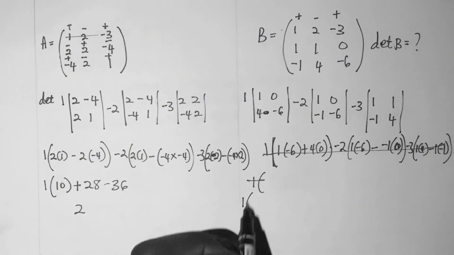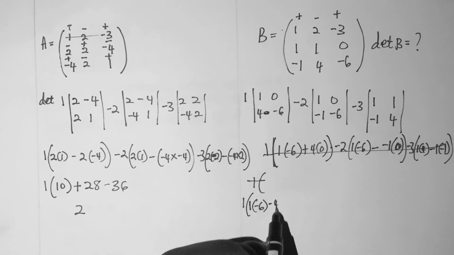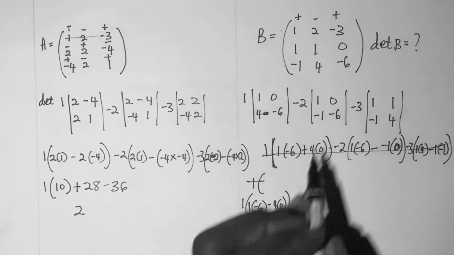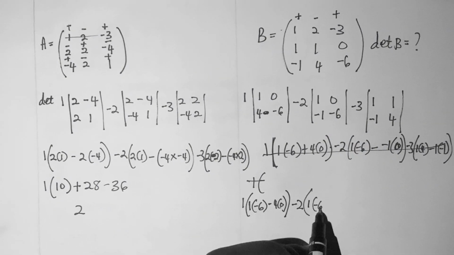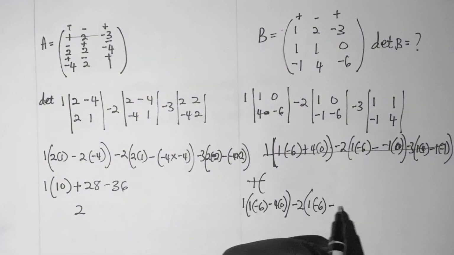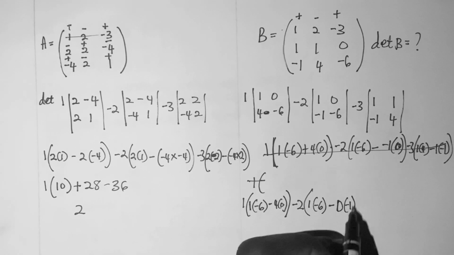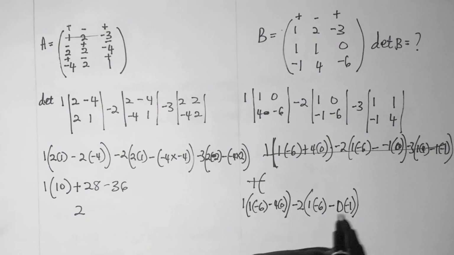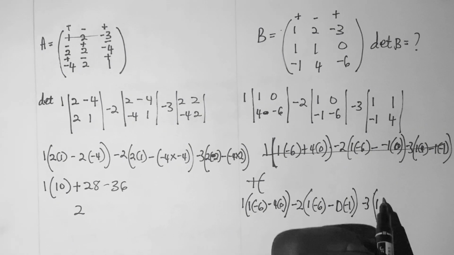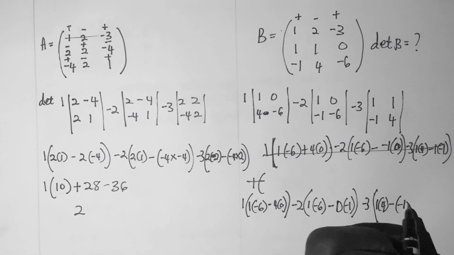So here is 1 times minus 6, then minus 4 times 0. Then we have minus 2 times 1 times minus 6. And then here is minus 1, minus 0 times minus 1. And then here is minus 3 times 1 times 4, then minus 1 times 1.